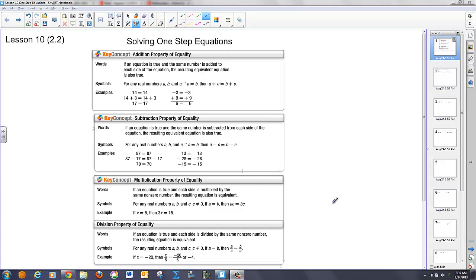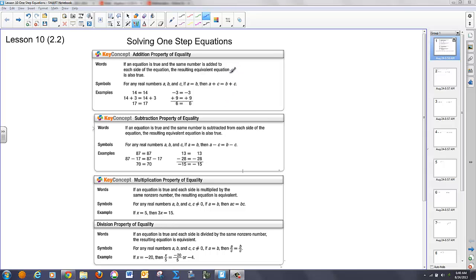Today we're going to discuss how to solve some equations, specifically one-step equations, the most basic of equations. And in order to get started, we've got to talk about properties of equality. So here I have, for the four operations, each property of equality.